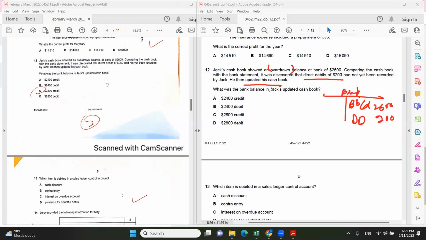What was the bank balance in the updated cash book? So this one will become balance c/d 2800. This 2800 will be balance b/d here, 2800. Still a credit balance, but the amount will change. Next.